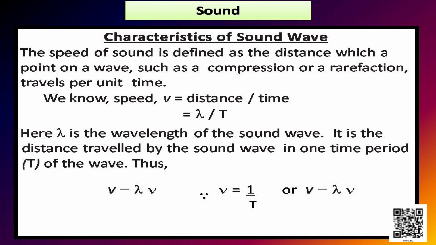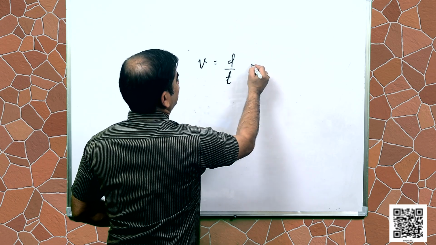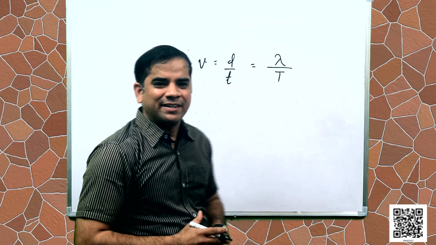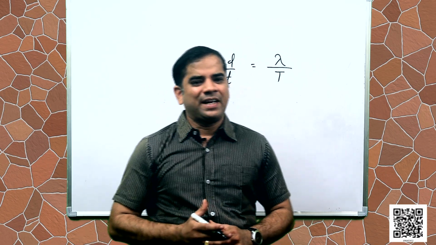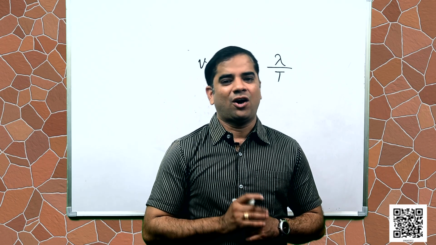The speed of sound is defined as the distance which a point on a wave such as a compression or a rarefaction travels per unit time. So, speed v is equal to distance by time. In this case, v is equal to lambda by t, where lambda is the wavelength of the sound wave. It is the distance travelled by the sound wave in one time period t of the wave.